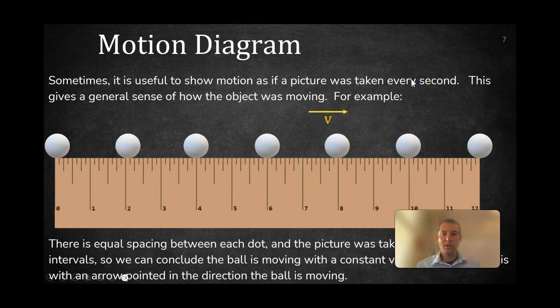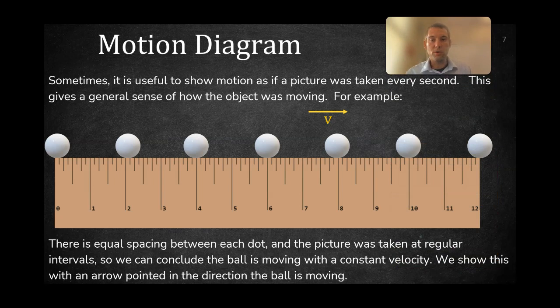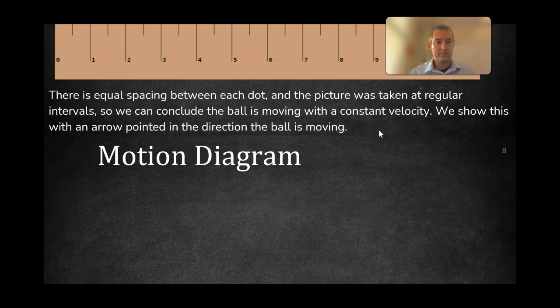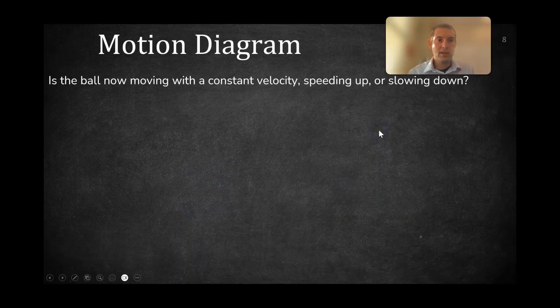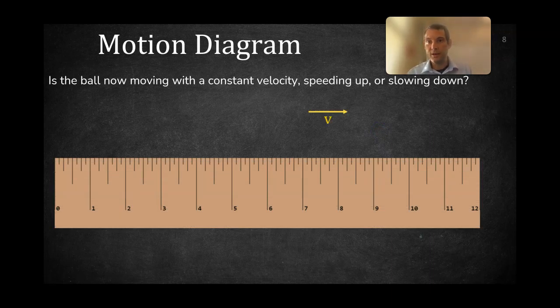We also want to include the direction our velocity is. If we're moving to the right, then our velocity is to the right. So we include that into our motion diagram because otherwise it's just a series of dots and it doesn't really tell us very much information. Here there's equal spacing between each dot and the picture was taken at regular intervals. Same distance and same time means that the velocity for each of these time intervals was the same, or we're moving with a constant velocity. We show this with the arrow pointed. Is the ball now moving with a constant velocity, speeding up or slowing down?